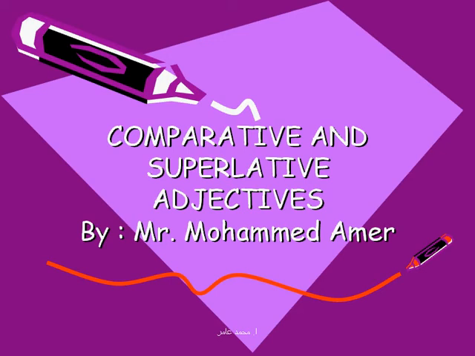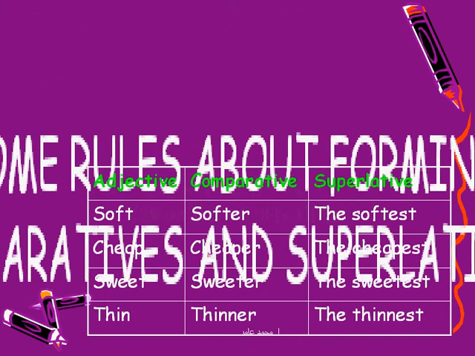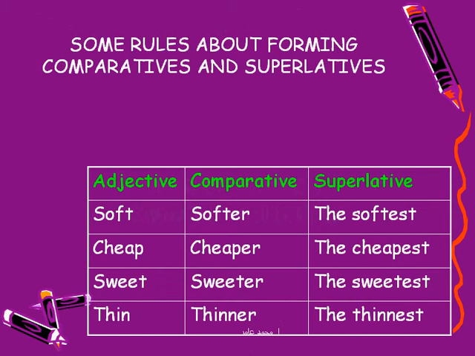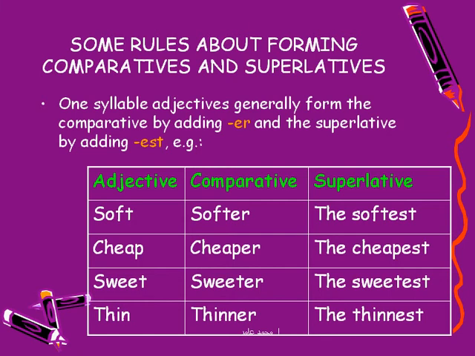Our lesson today is about comparative and superlative adjectives. Some rules about forming comparatives and superlatives. One-syllable adjectives generally form the comparative by adding er and the superlative by adding est.